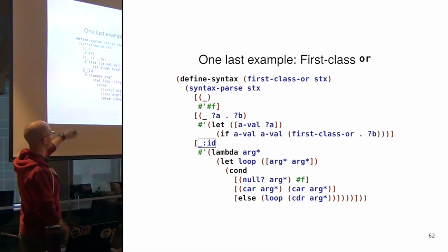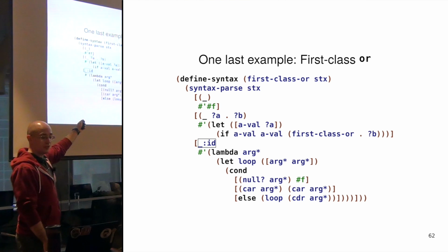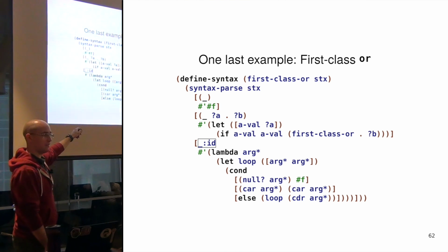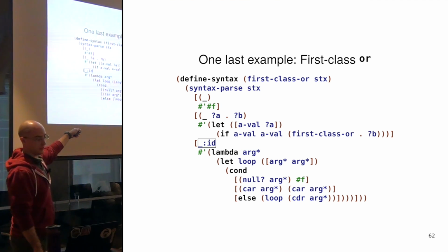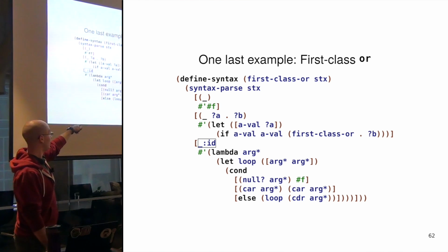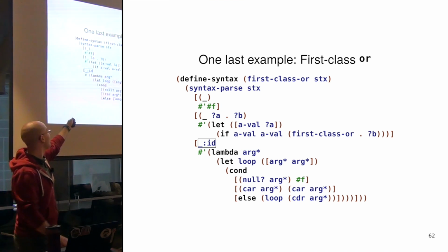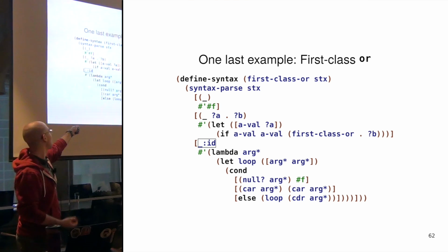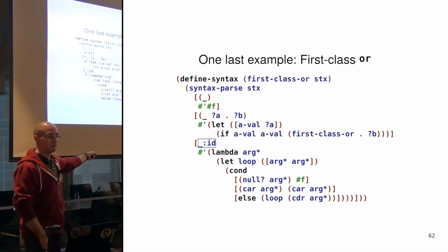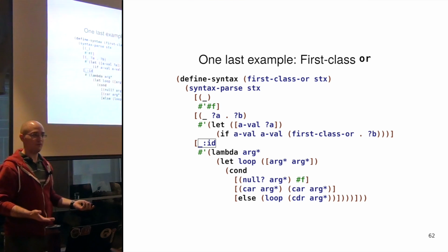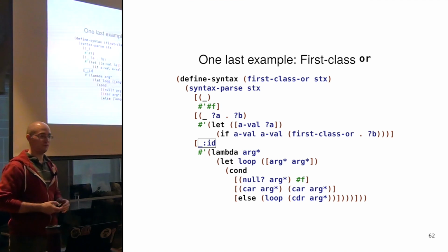The invocation of this macro has three different shapes. If it's just alone in an expression, it's false. That's sort of the default behavior for OR. If it's a list, then it turns into an if expression and then a recursive call to the macro. And then we have this other thing, now that we can say, oh, this is being used as an identifier, we can replace it with a lambda function, which is exactly what we would supply to some function like apply.